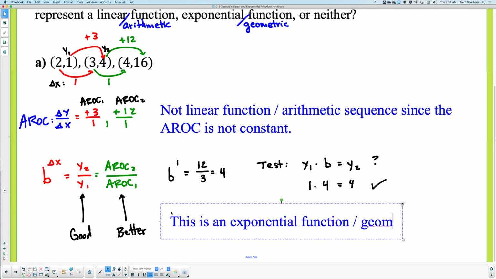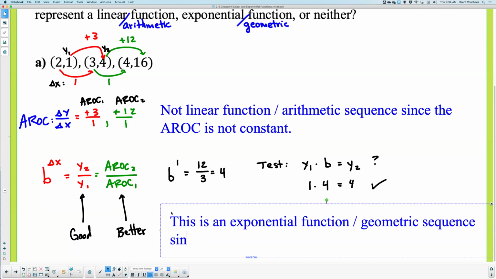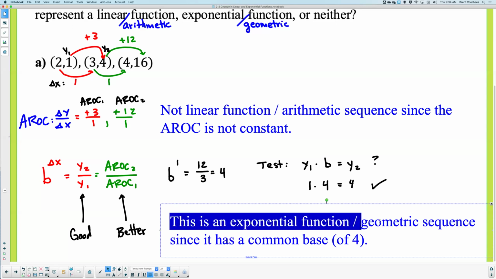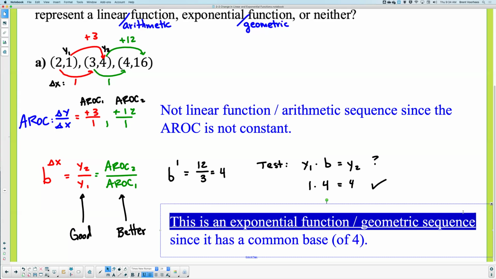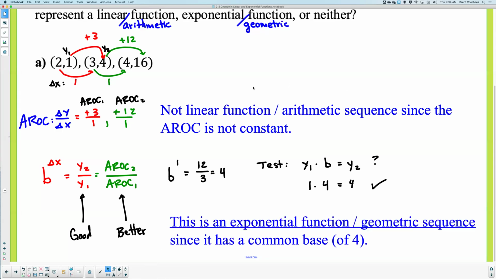Or we could call it a geometric sequence, since it has a common base of 4. Actually, I'm going to put this in parentheses because if it has a common base, it's exponential. It doesn't have to be 4, but in this case, it was 4. So this is an exponential function or geometric sequence. That's what it is.